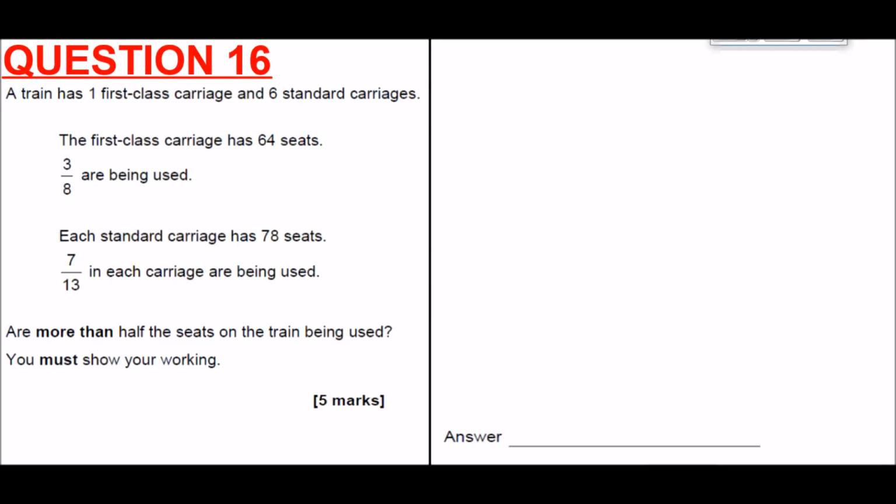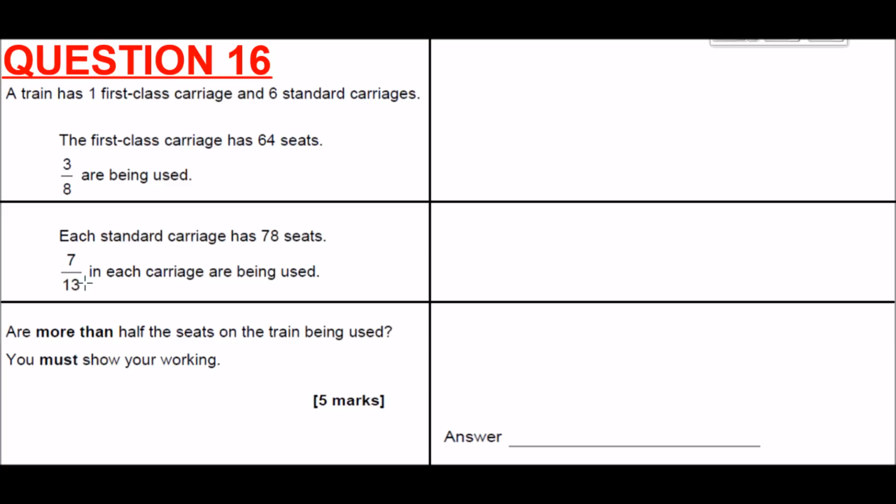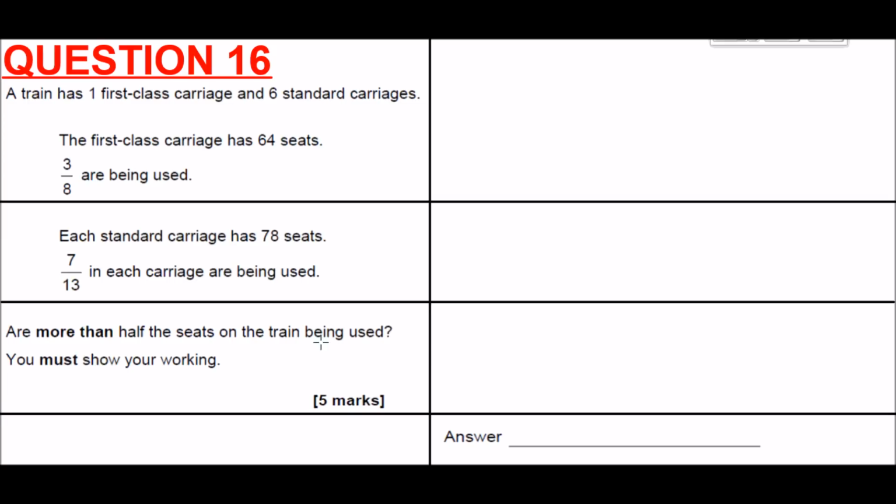Question 16, we're talking about a train. So let's just think about what it's asking us. We've got a train with 1 first class carriage and 6 standard carriages. The first class carriage has 64 seats, 3/8 are being used. What we're going to do is section it all off. We've also got some information about standard carriages, where 7/13 in each carriage are being used. And it's saying, are more than half the seats on the train being used? You must show your working. So let's just think of it step by step.